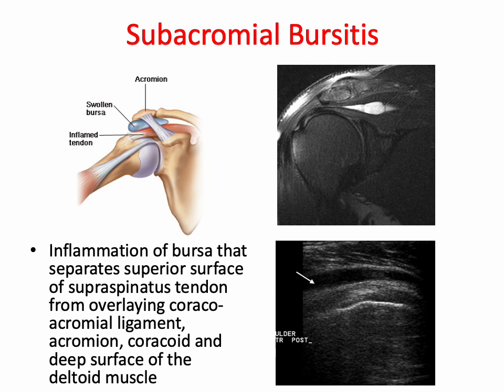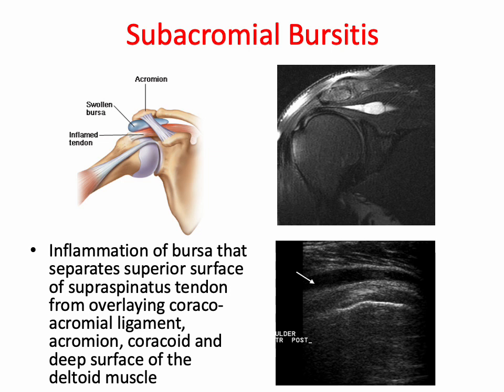Subacromial bursitis is inflammation of the subacromial subdeltoid bursa, which is a bursa that separates the superior surface of the supraspinatus from the overlying coracoacromial ligament, acromion, coracoid, and the deep surface of the deltoid. Risk factors include repetitive overarm motion, so people like baseball pitchers, tennis players, I think it was described in spear throwers at one point, manual labourers, but it can also be caused by acute trauma or rotator cuff injury, and is associated with rheumatoid arthritis.